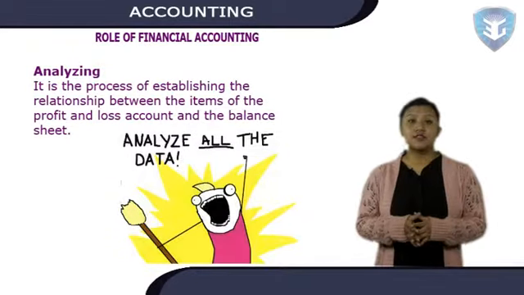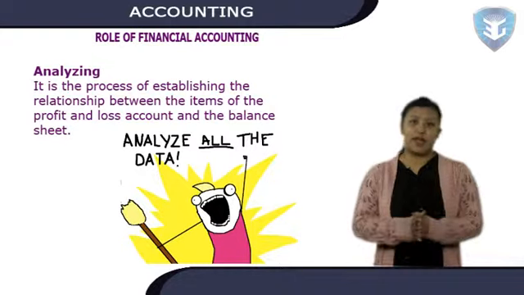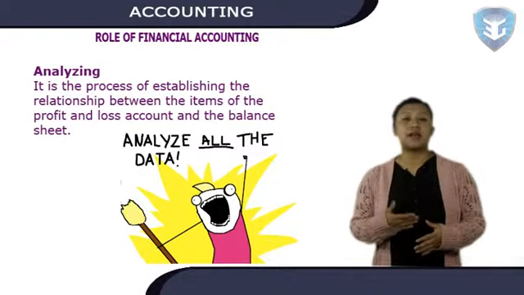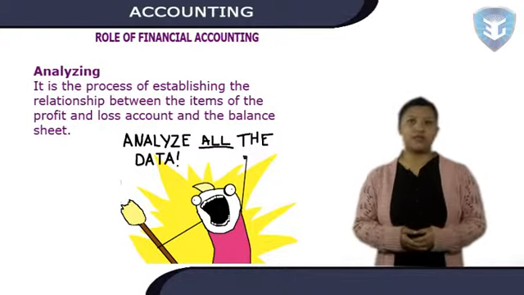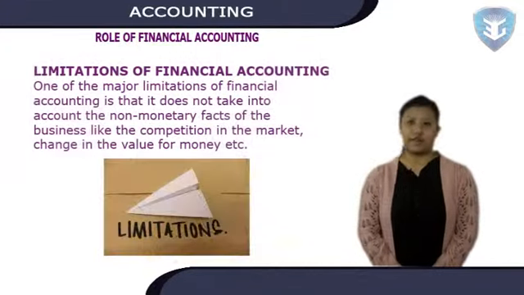Analyzing. It is the process of establishing the relationship between the items of the profit and loss account and the balance sheet. The purpose is to identify the financial strength and weakness of the business. It also provides a basis for interpretation. Limitation of financial accounting.